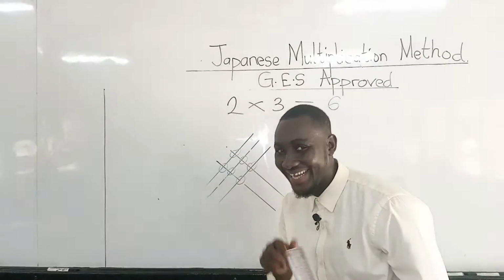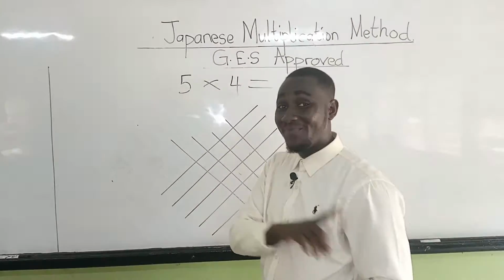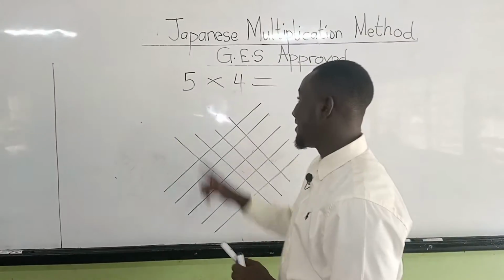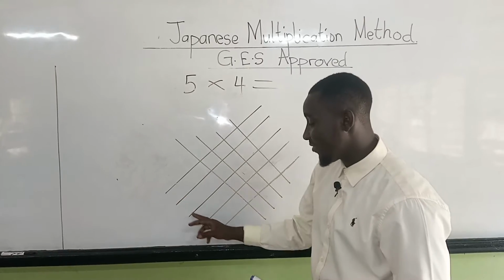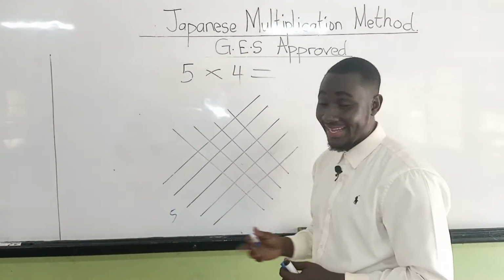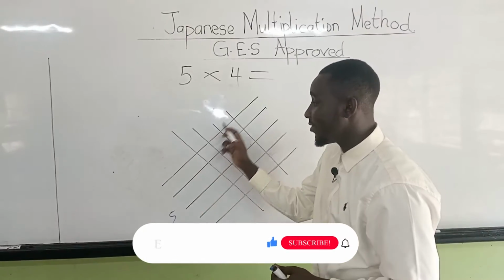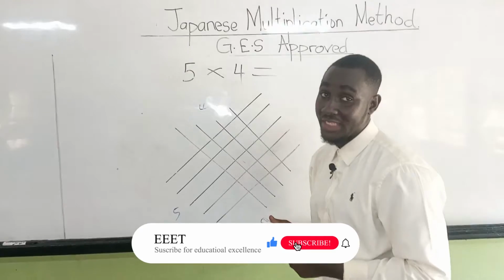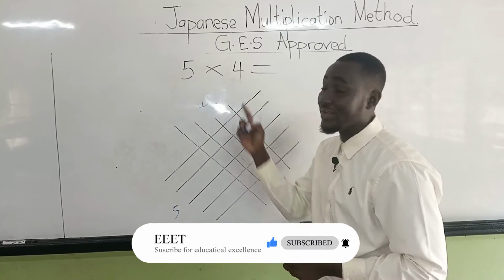Let's look at another example. So we are having another one-digit number multiplying another one-digit number. So this is 5 multiplying 4. We have 1, 2, 3, 4, 5. So the 5 lines here represent the 5 over here. We have 1, 2, 3, 4. So the 4 lines here are showing for this 4 over here.